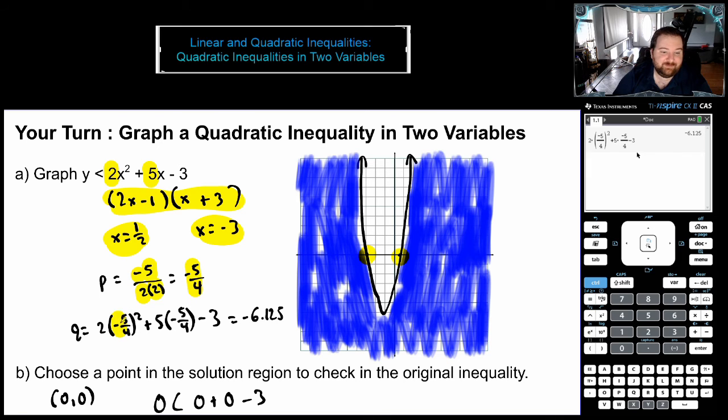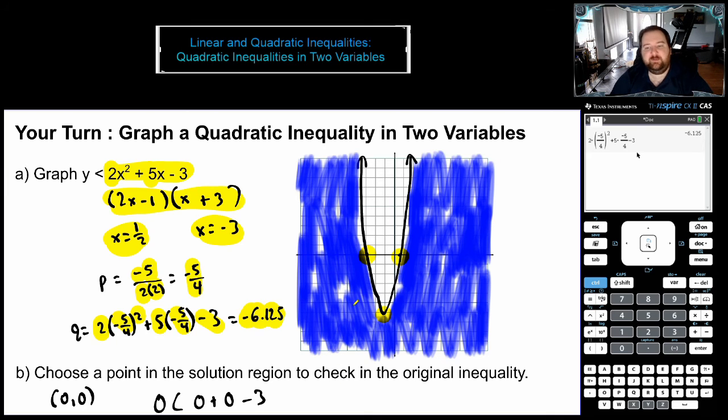Then I take this number, negative 5/4, and I plug it into my normal equation. And so I plug it into this. And then I used my calculator, so you can take a look at the calculator on the right, to find the y value or the q value of my vertex was negative 6.125, and that's right there.